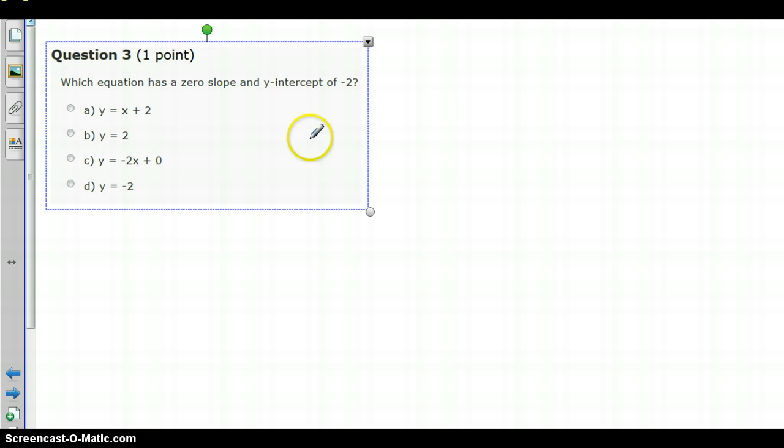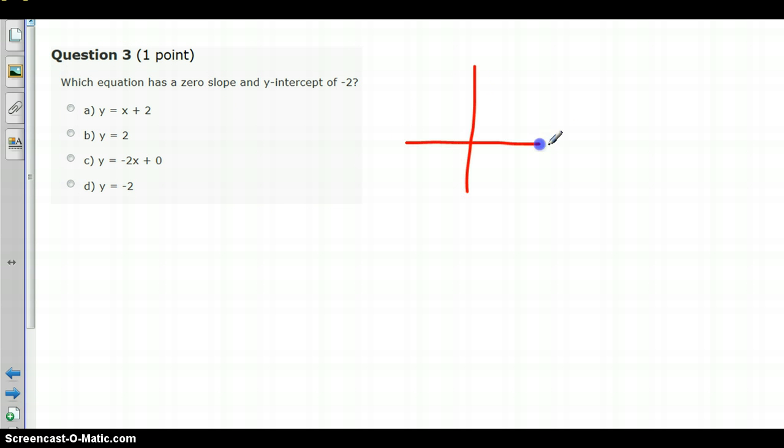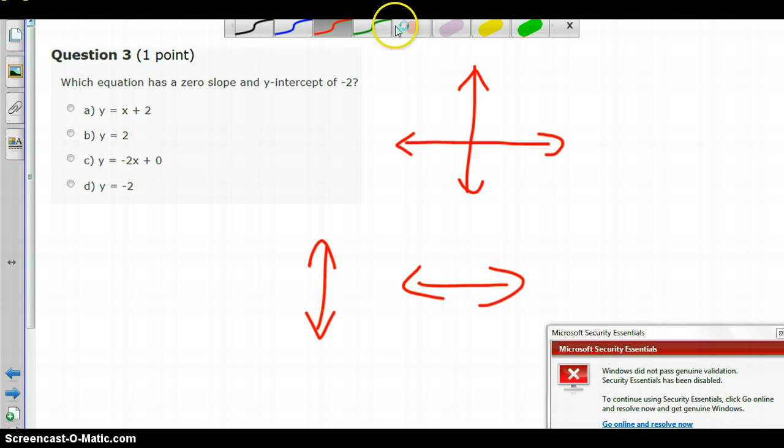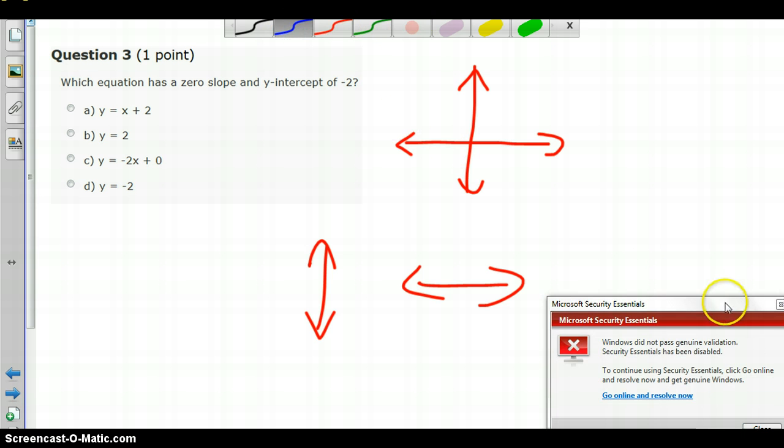And question number 3, which has a 0 slope and a y-intercept of -2? So let's think about that for a second. Here is my x and y axis. Which one has a 0 slope? Remember, there are two special types of lines, the vertical line and the horizontal line. And then you can ask yourself, one of these has undefined slope, one of these has 0 slope. Which one's which? That keeps coming up.